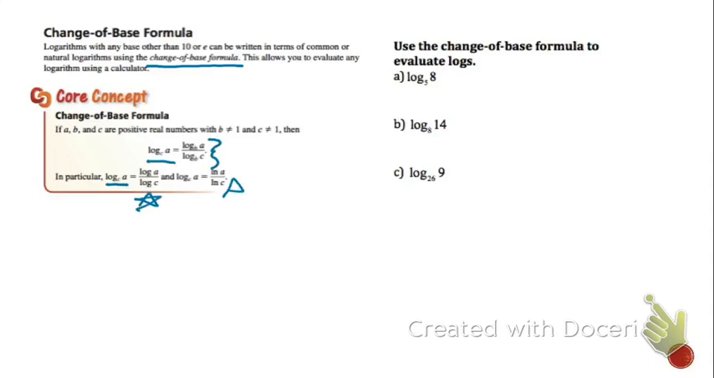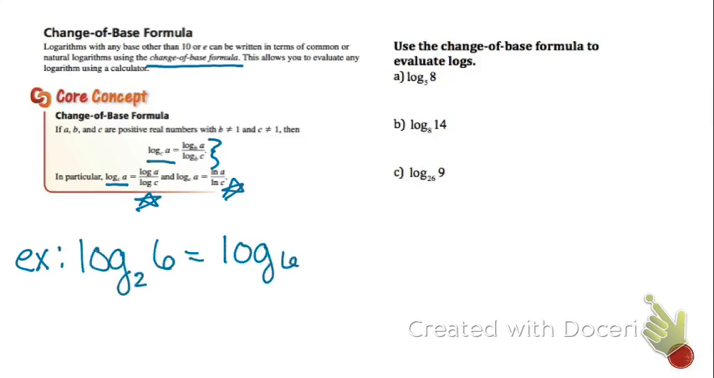Okay, so I've got log base b of a equals log base c of a over log base c of b. So log base b of a equals log of a over log of b. An example with that one would be log base 2 of 6. I can rewrite that as log of 6 over log of 2. So log of my value over the log of my base.